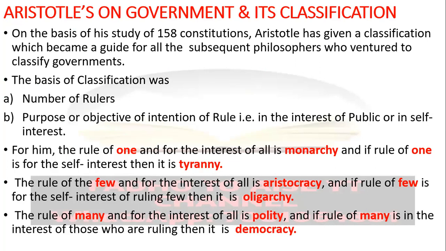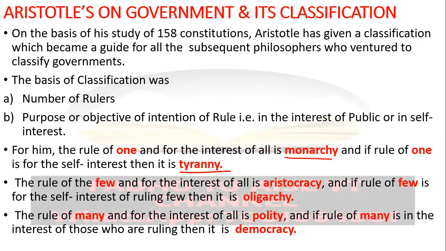If there is the rule of one person, and if that one person is ruling in the interest of the public, ruling for the subjects, then that is called monarchy. That means monarchy is the pure form of government. If there is the rule of one person ruling in self-interest, in the interest of his family, if there is nepotism, then that is the perverted form, the bad word for Aristotle: tyranny. That kind of government would be called tyranny.